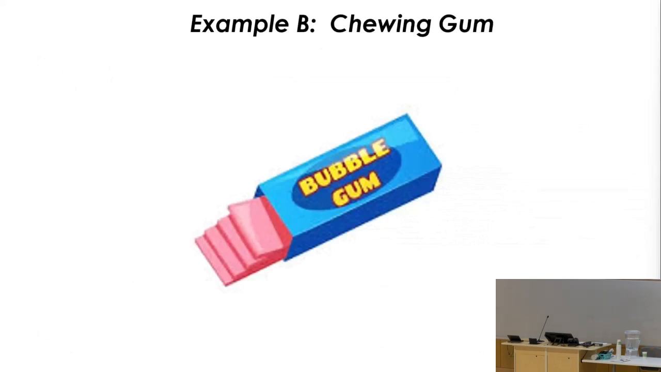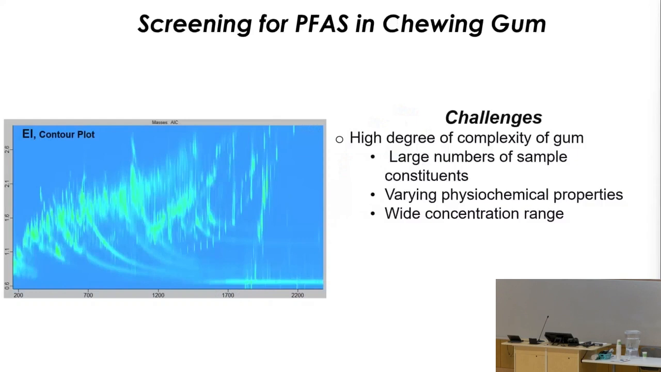So I go back to my second example, chewing gum. I love chewing gum, especially bubble gum. But I didn't realize how complex it is. You can look on the left now. That's an actual contour plot. It's actually a blob. That's what gum looks like when you take it up to 300 degrees Celsius and run it through your HRT instrument.